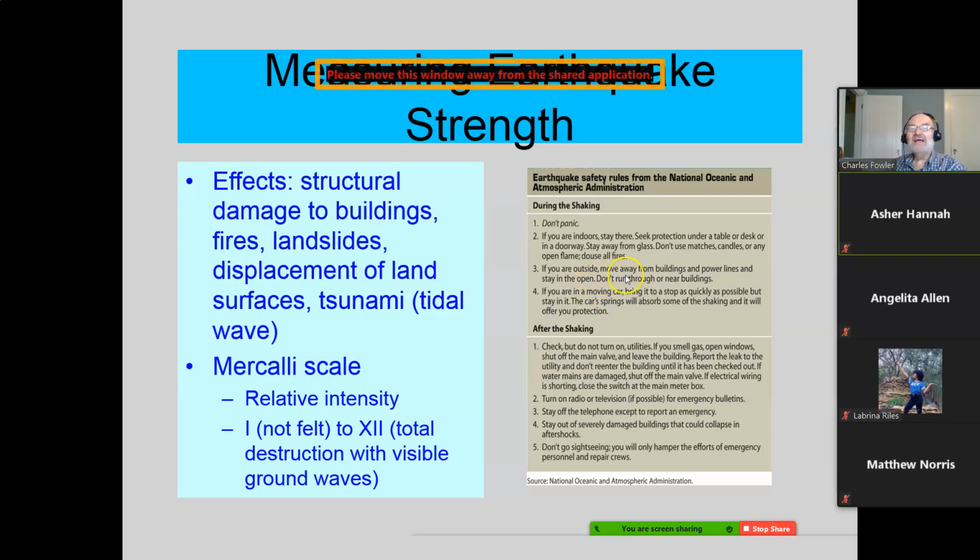If you're outside, move away from buildings. Don't go running into a building. You don't know if that building will suffer damage or not. So stay outside. Stay away from buildings. Stay away from power lines. They could come tumbling down on you.